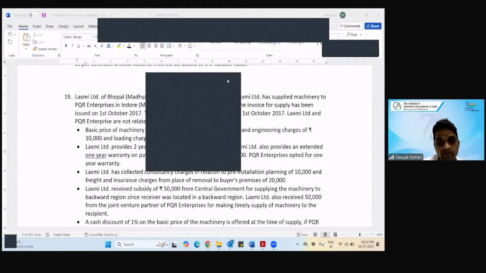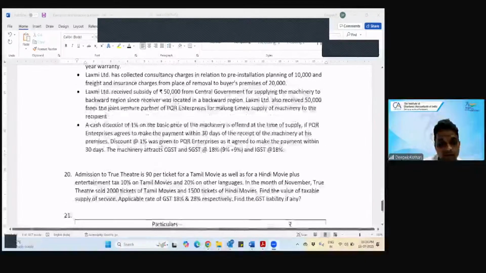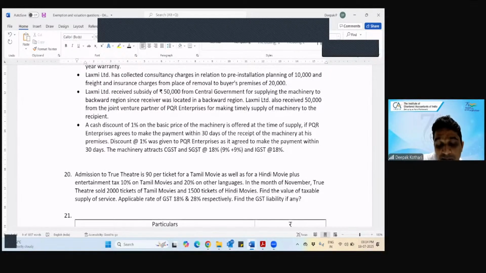Sir, in cash discount, why did we deduct it? Because we don't know whether he will make the payment after 30 days or not. But it was agreed that PQR Enterprises agrees to make the payment and a discount of 1% was given by PQR Enterprises. Since they have given it, we will have to reduce it. If PQR had not agreed, then it's fine. Since PQR has agreed, yes.